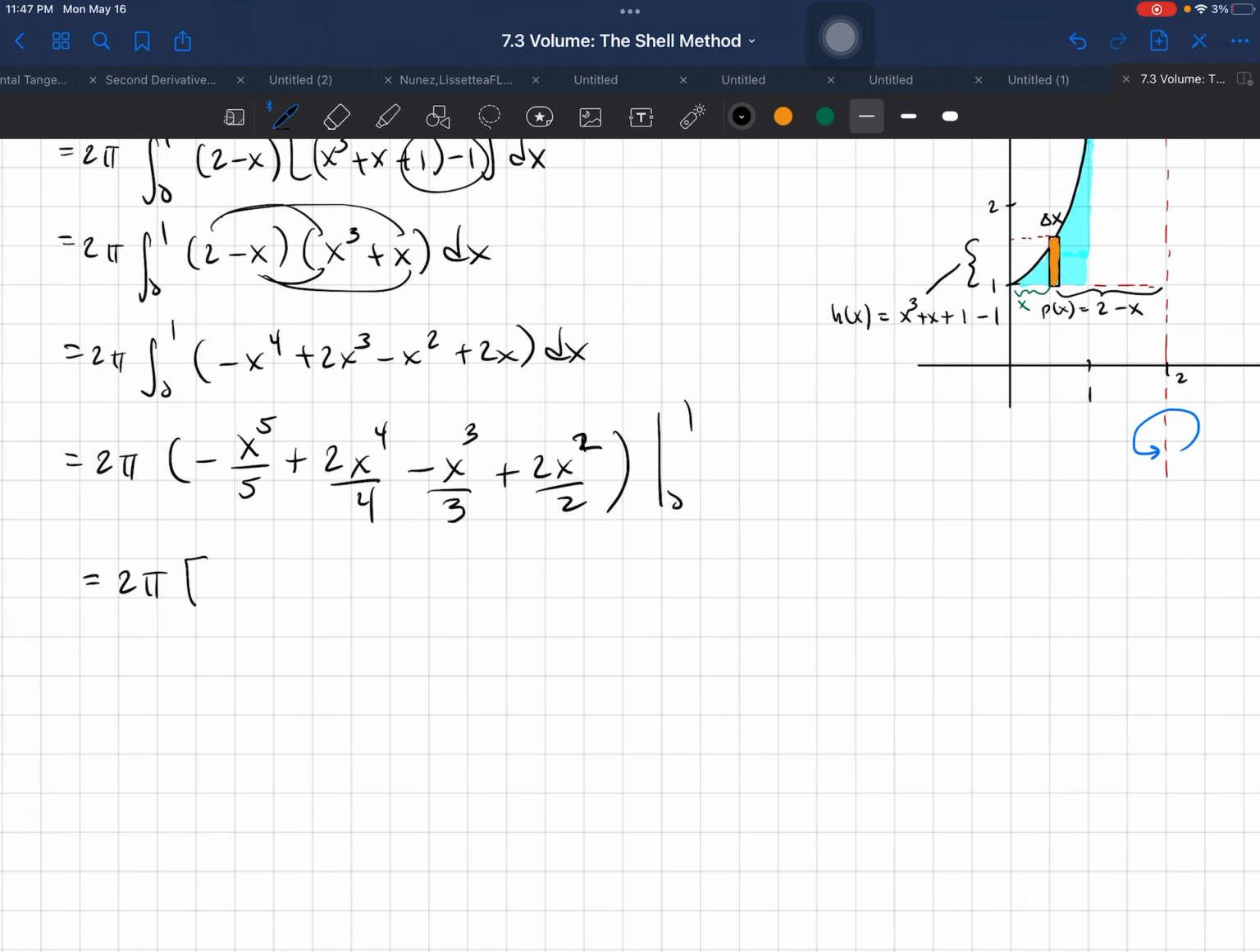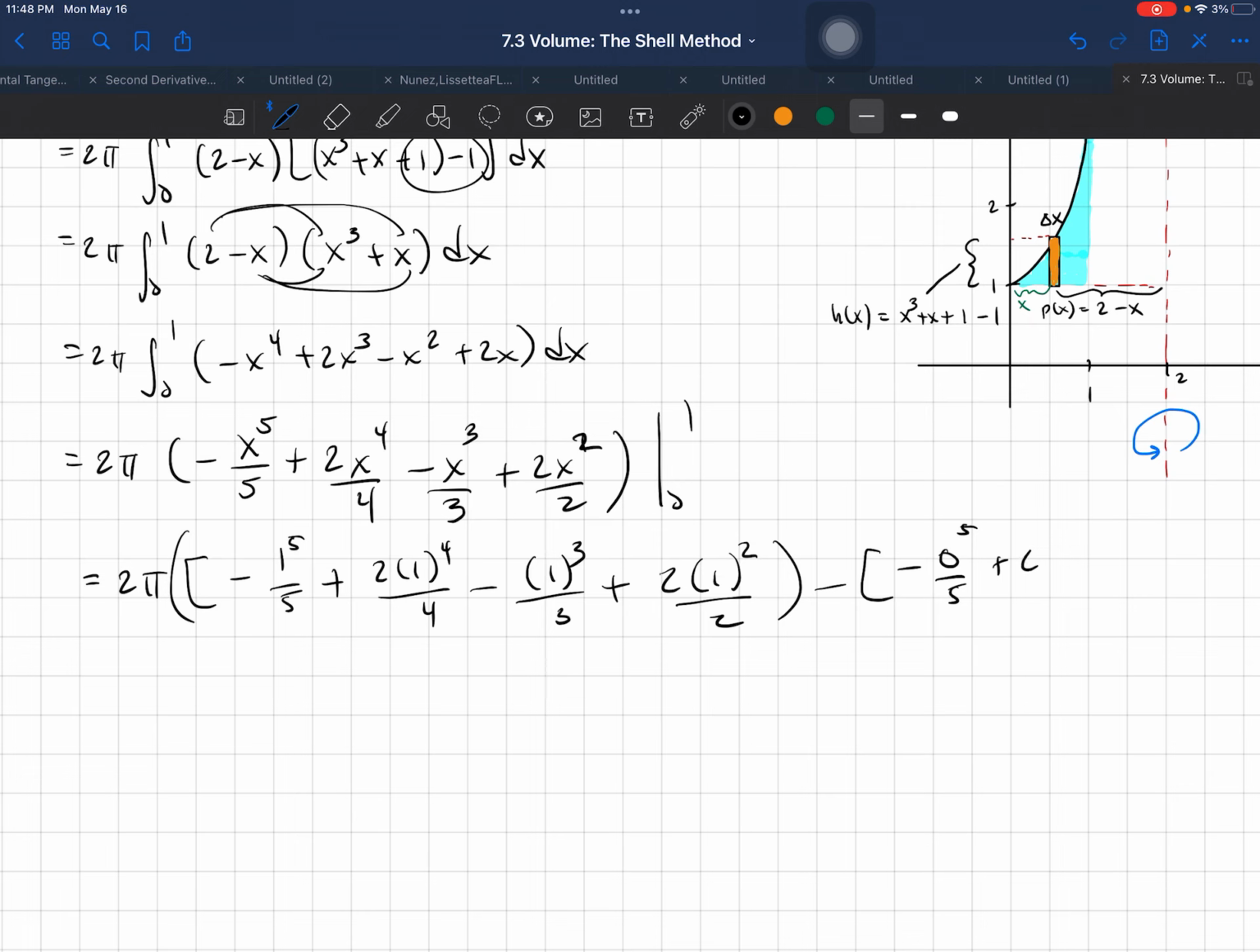All right, so here we go, 2 pi, and let's begin. Negative 1 to the 5th over 5 plus 2 times 1 to the 4th over 4. And here I'm going to go super fast. 2 times 1 squared over 2, and hopefully I don't make another mistake. That's probably the reason why I made a mistake, because I was rushing. I don't like rushing.